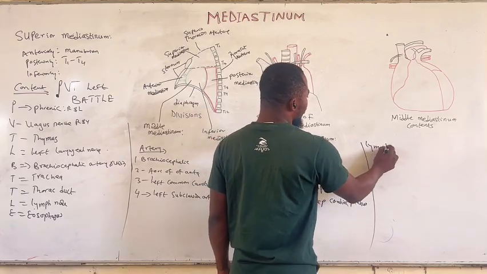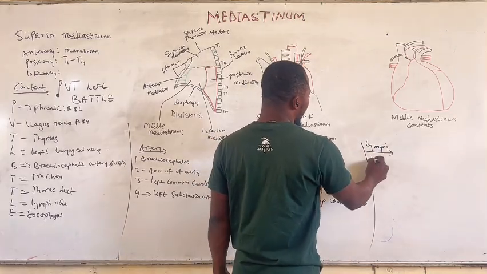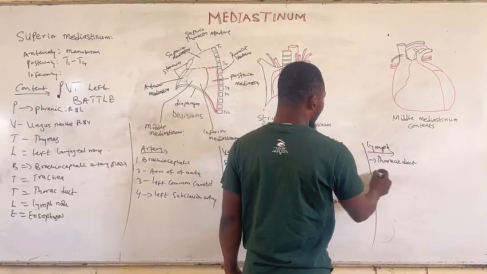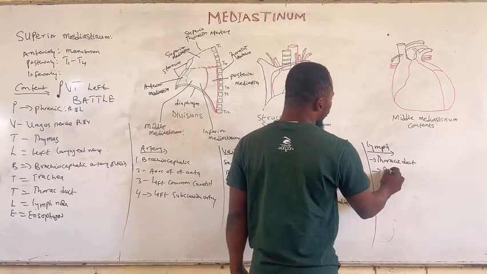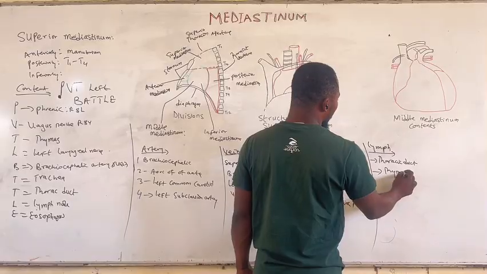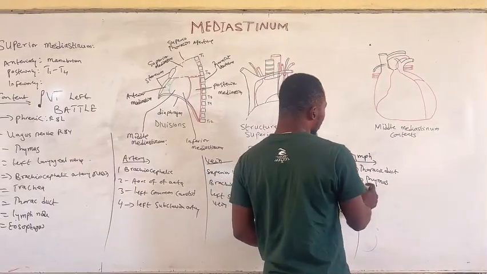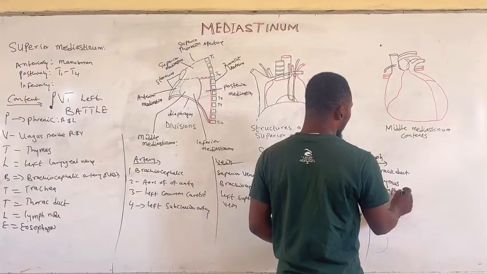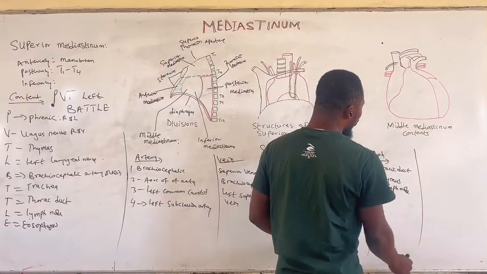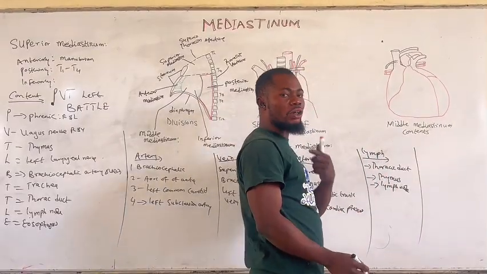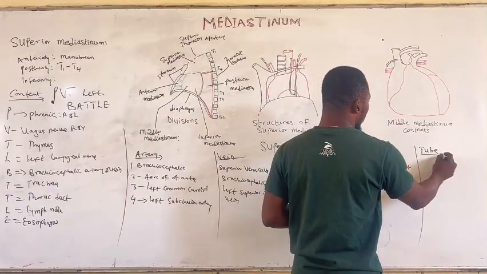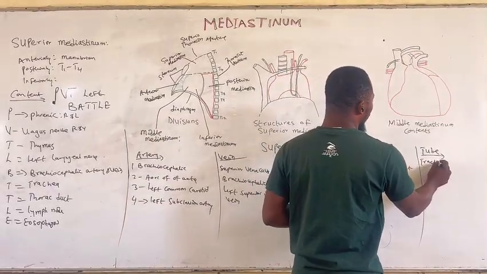For the lymph nodes and the lymph vessels that you can find in the superior mediastinum, there is the thoracic duct, there is the thymus, and the lymph nodes. There are also tubes that you can find in the superior mediastinum. The tubes are just two: the trachea and the esophagus.